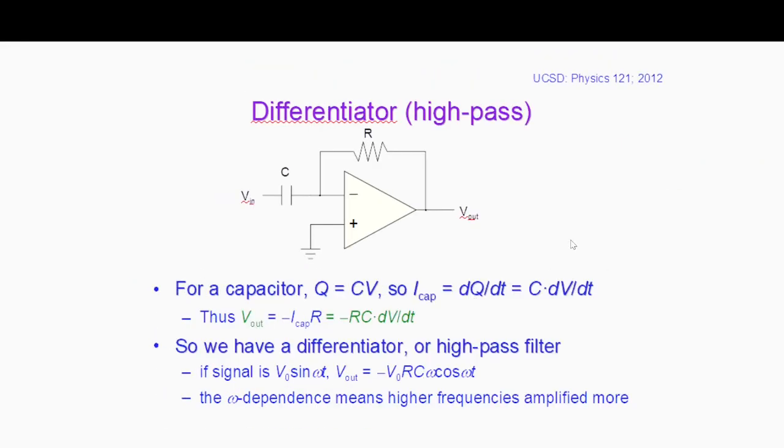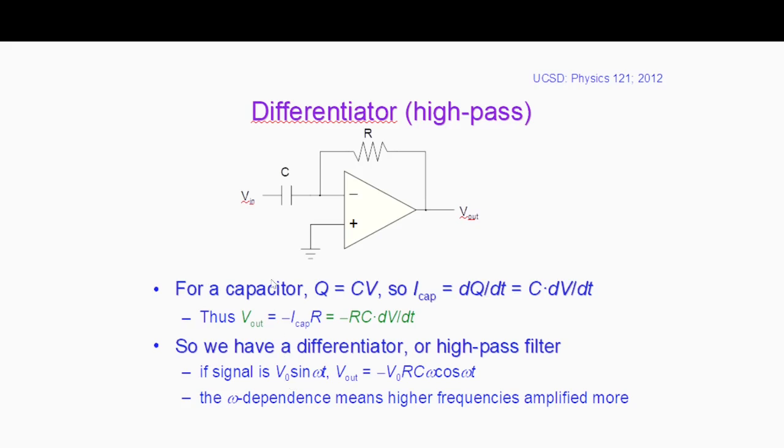So this is a differentiator, or a high pass active filter. Whenever there is a component like a capacitor or an inductor, we are talking about differential equations. We already know this is the basic equation for capacitors, and the current in a capacitor is basically the rate of change of charge.